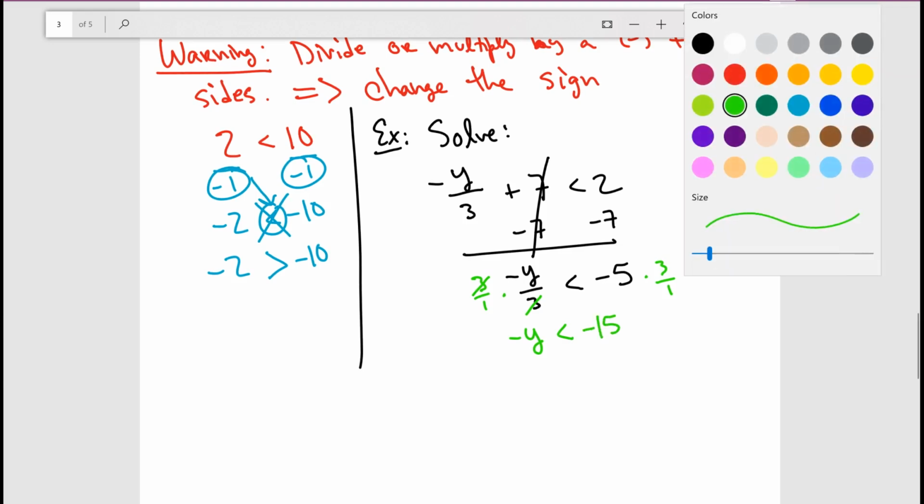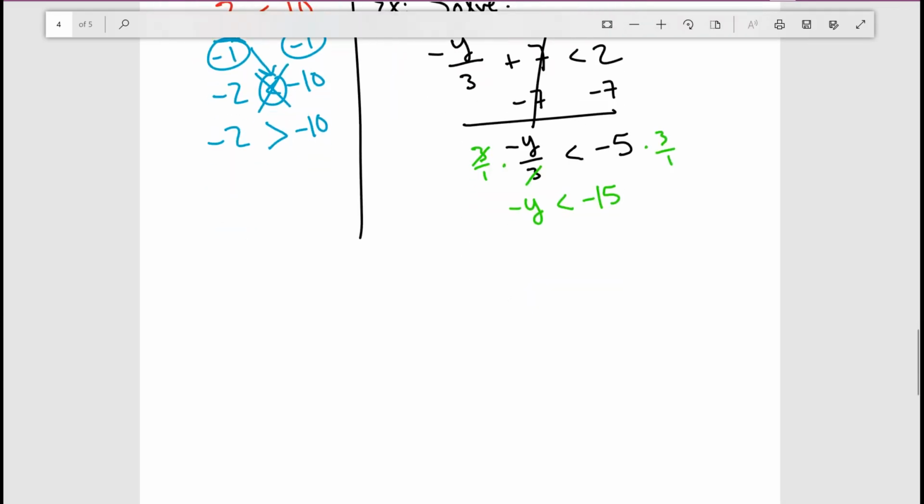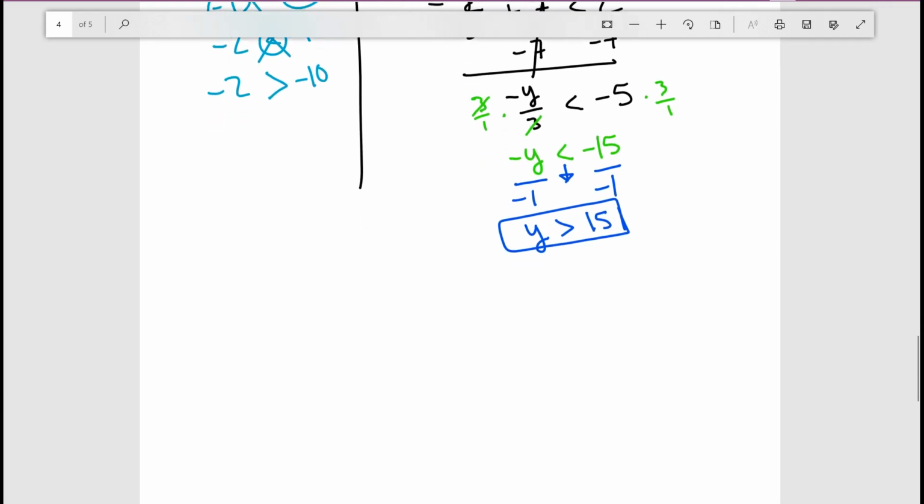Now I'm almost done, but notice what's going to happen. I'm going to divide by this negative, but once I divide by this negative, I have to flip the sign. So y is now greater than positive 15. That is my answer. So just be very careful with the flipping of the sign.